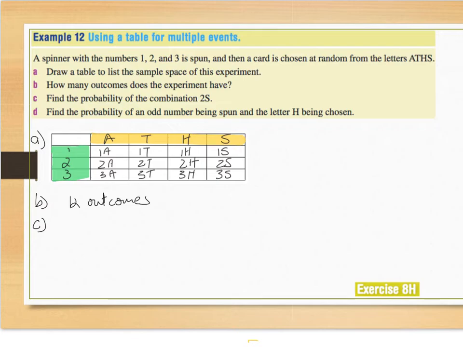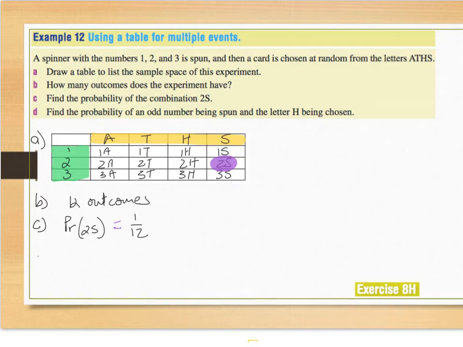Question C. Find the probability of the combination 2S. Now 2S only occurs at one spot, and that spot is right over here. So there's only one 2S that I can get, which means the chance of getting 2S is 1 in a possible 12.